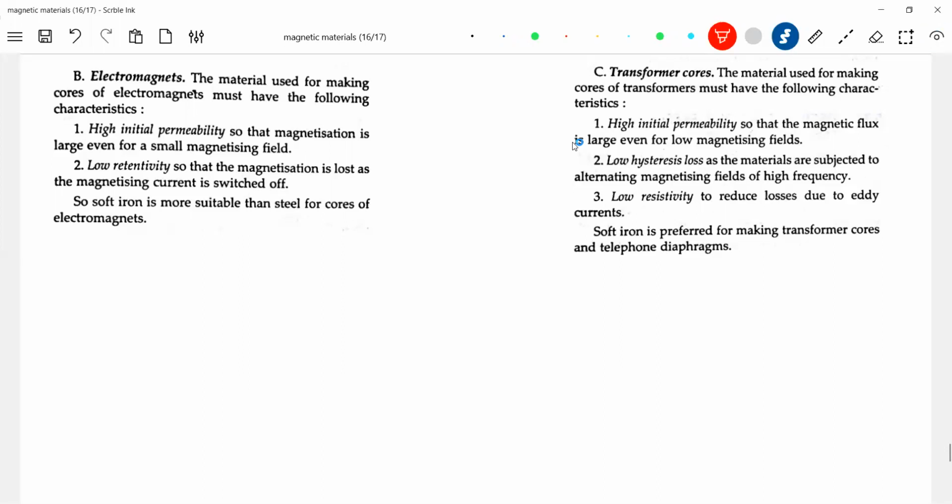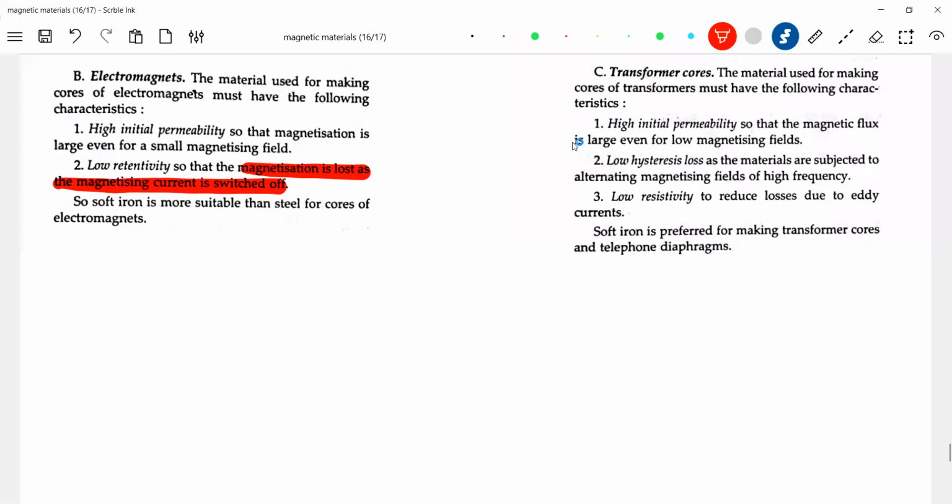I think this is the idea: magnetization is lost when the magnetizing current is switched off. As long as current is flowing, it should behave like a magnet; once current is zero, it should not. So it is better to have low retentivity. Soft iron is more suitable than steel for cores of electromagnets. This is the requirement for electromagnets. Got it?